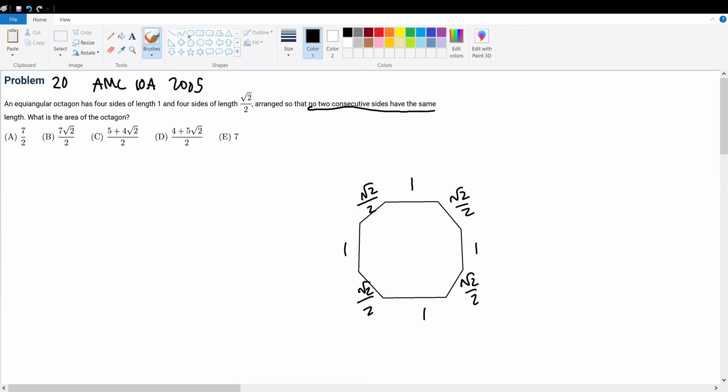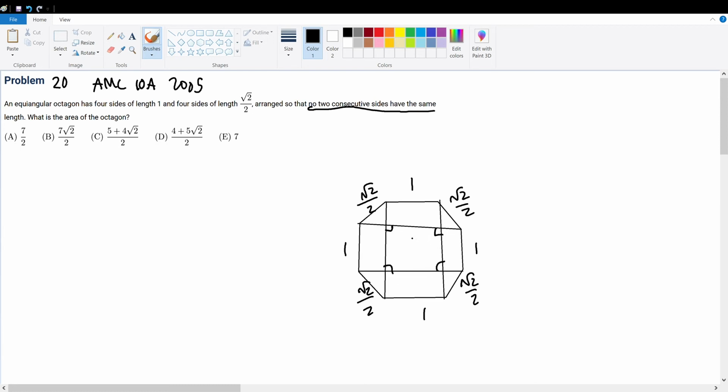And now, since this is an irregular octagon with non-equal side lengths, we can divide this into smaller shapes that can be easily found with area formulas. Because since this is not a regular octagon, we cannot apply its area formula to it. So now that we have this, let's try to find the inner shape, because that is the simplest.